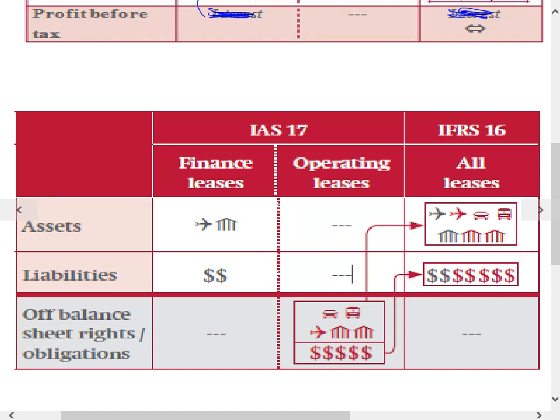Finance lease means I'm going to recognize the asset and recognize the liability. With the new standard, which is going to follow finance lease, we're going to recognize all the assets and all the liability. Last time we had to follow the conditions. If we met certain conditions, it would be a finance lease. If they did not meet, then it would be an operating lease. But now no more. Clear?